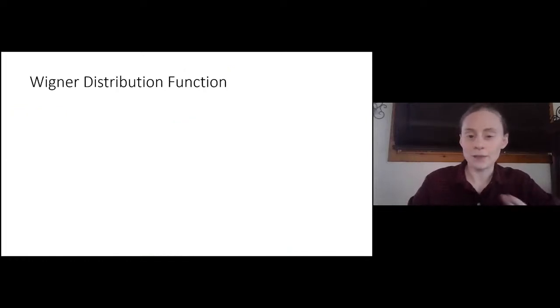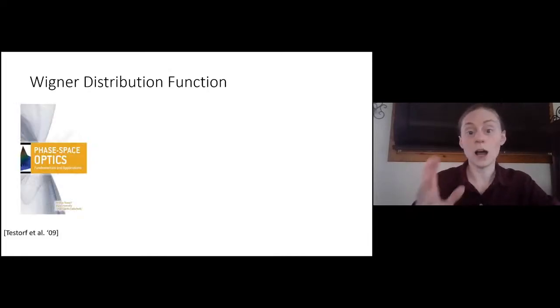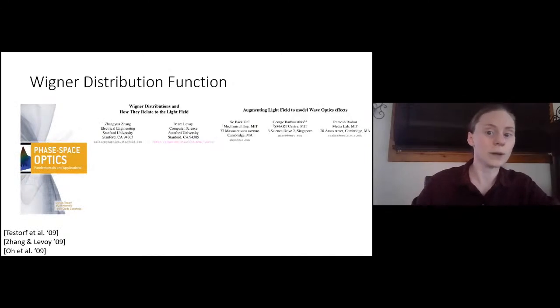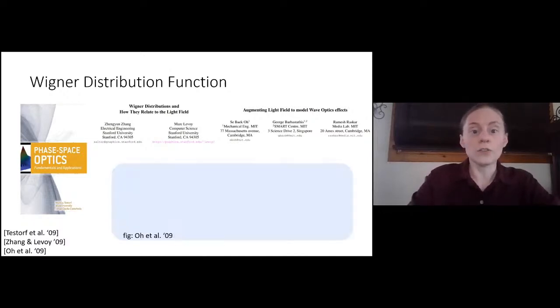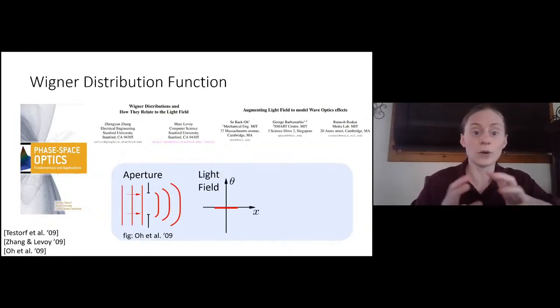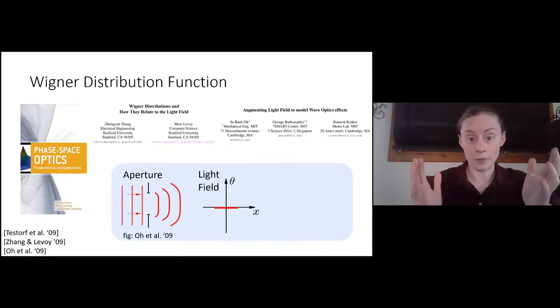To understand what happens when we do that, we'll use a mathematical object called the Wigner distribution function. There are a lot of good sources out there that walk through all the details, both from the optics perspective and the computer vision perspective. But to first order, you can think of this as essentially a light field that captures wave optics phenomena. So for a plane wave passing through an aperture, the light field would have supported a single angle across the width of the aperture.